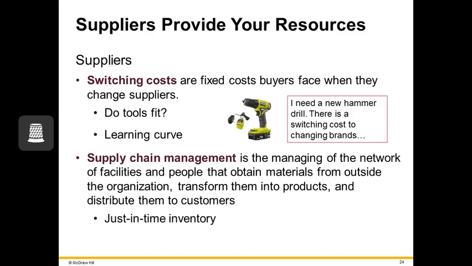At a personal level, I'll give you an example here. I need a new hammer drill. I got to do some concrete work. I got to drill through the concrete. I need a new drill that can handle that.